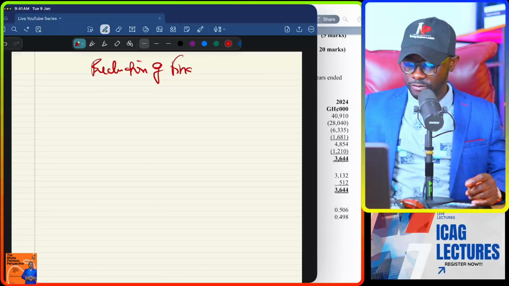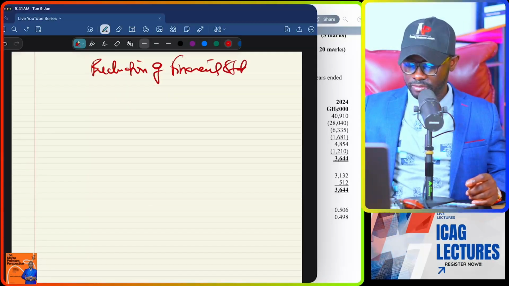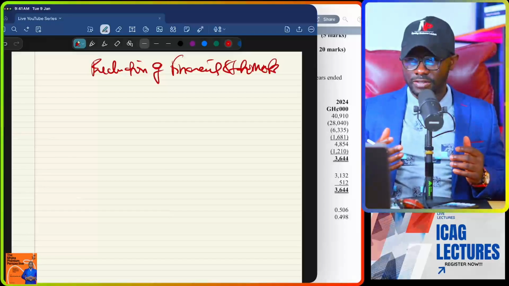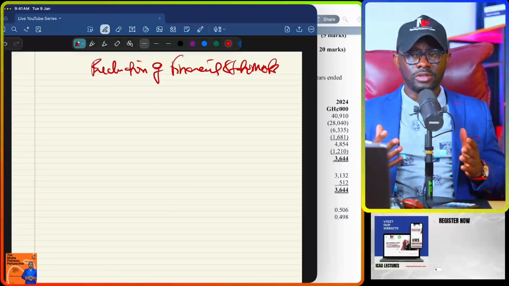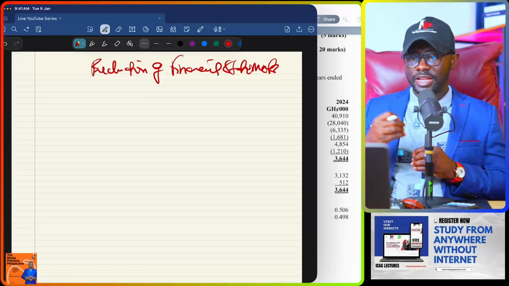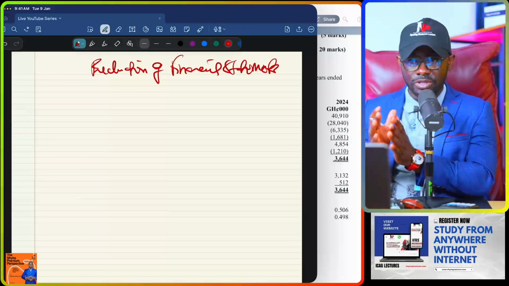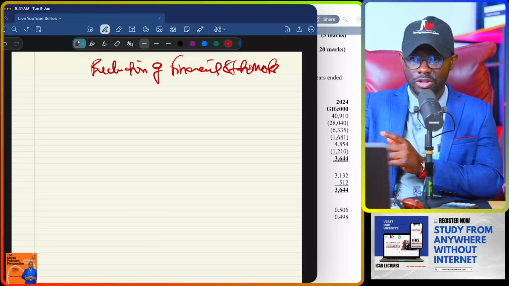So, evaluation of financial statements. As always, the first question we ask ourselves is what are the options available to the examiner? In other words, what are the styling of questions that the examiner is likely to bring to us when it comes to this key area, evaluation of financial statement?